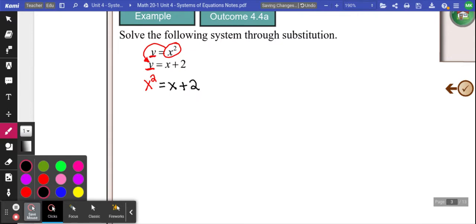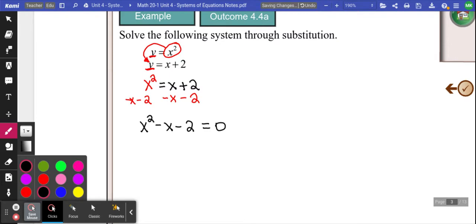Step 1 was get one letter by itself. Done. Step 2 was substitute that variable into the other equation. I've done that. Step 3 is now to solve one of your variables. If I look, I have x's, right? So I'm going to solve for my x now. Usually I have some expansion to do. I don't. I can already look at this and I know what type of equation it is. This is a quadratic equation. So to solve this quadratic equation, I need to get it equal to 0. To get it equal to 0, you're going to minus x from both sides and minus 2 from both sides. So I now have x squared minus x minus 2 equals 0.